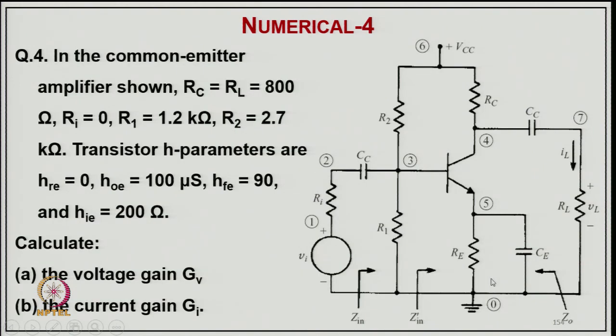So, coming to example 4, in the common emitter amplifier which is normally used, RC equal to RL equal to typically 800 ohm, Rs equal to 0, and R1 equal to typically 1.2 kilo ohm, R2 equal to 2.7 kilo ohm, and hoe equal to 100 microsiemens, and hfe equal to 90, and hie equal to 200. Calculate the voltage gain and the current gain.